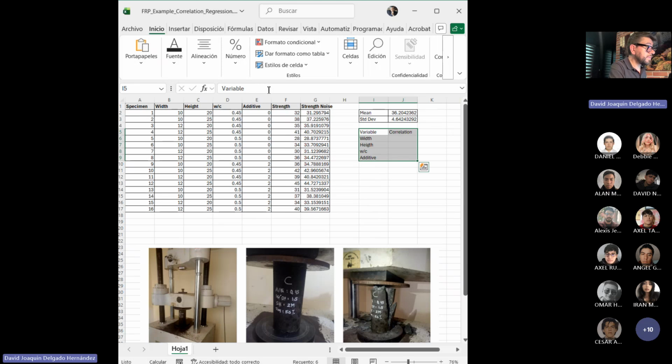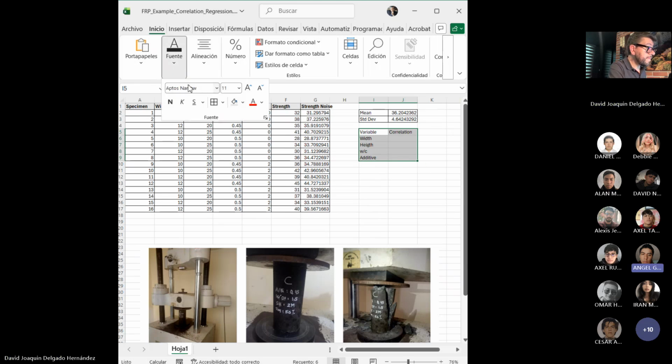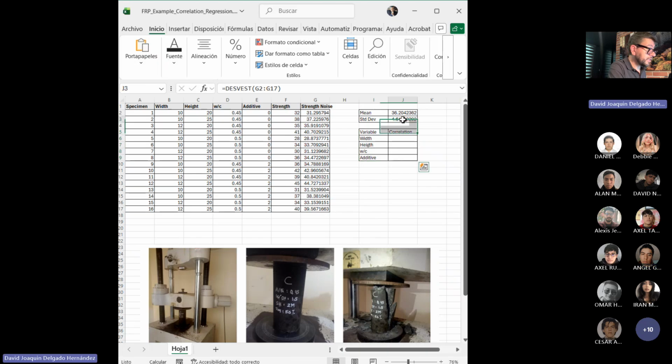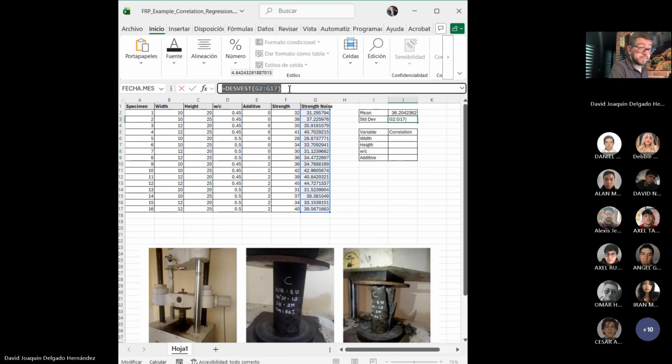Teacher, could you show again the formula for standard deviation, please? Yes. Here you can see it, right? So in Spanish it is desp est, and you open parentheses and put the range of the cells and then close the parentheses. Thank you. You are welcome.